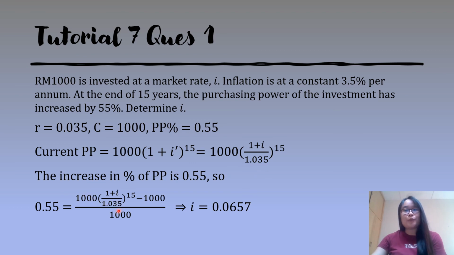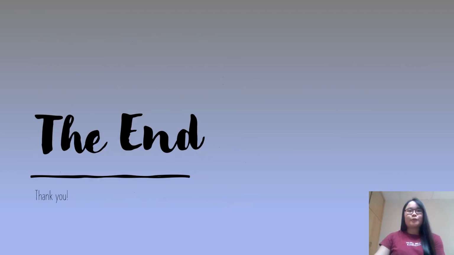We know that the formula for the percentage increase of PP is current PP minus original PP, divided by original PP. So we take current PP minus original C, divided by original C, and we know that 0.55 is given, so we set it equal to 0.55. By solving this equation, we know that I equals 0.0657. So that's all for my presentation. Thank you.